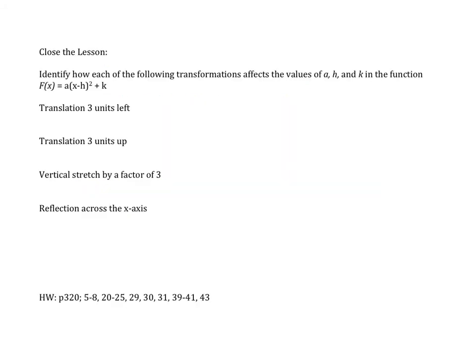Closing lesson. Identify how each of the following transformations affects the values of a, h, and k in the function. Okay, so 3 units left. When we go left, that's our h. So h would equal -3. If we're going up, then that's k. It would be a +3. A vertical stretch is a. And a reflection is also a, it turns it negative.